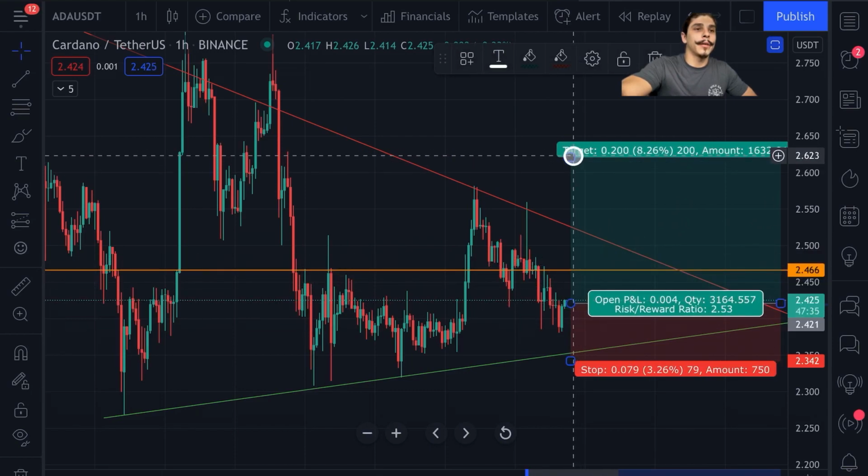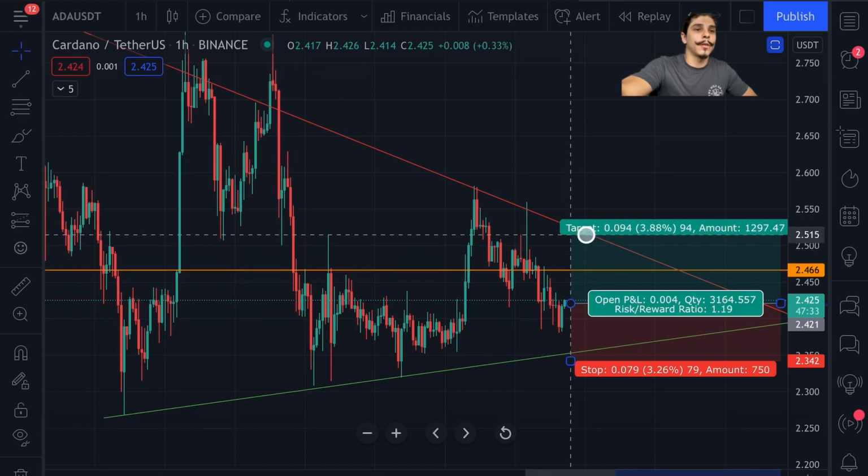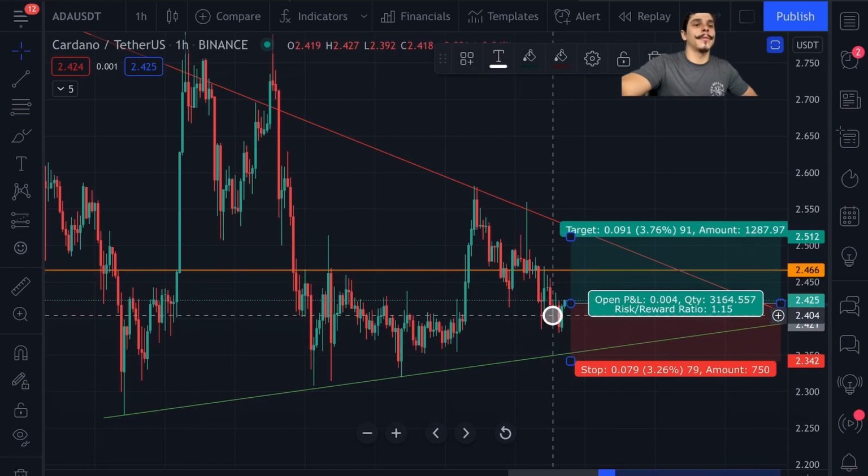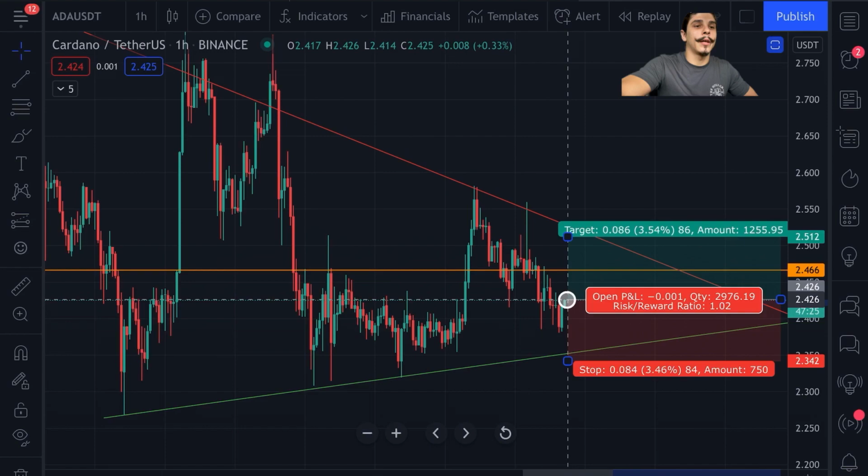Actually, let me set that back up to where I actually want to trade. So if I'm trading this breakout here, I'd like to try to at least go 1-to-1. So this looks like a reasonable trade if I'm entering right now at market price.